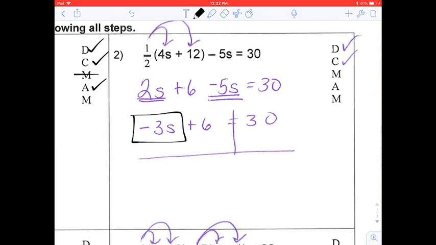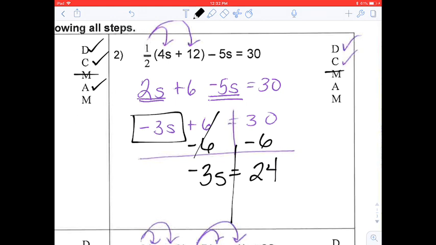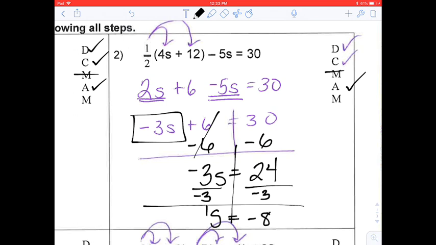Just like in question 1, we only have variables on one side, so we do not need to move them. We do need to get rid of that plus 6, so we are going to subtract 6 on both sides. -3s is going to equal 30 minus 6, or 24. Then we are multiplying our variable times -3. To cancel it out, we are going to divide by -3. So finally, s equals 24 divided by -3, or -8.